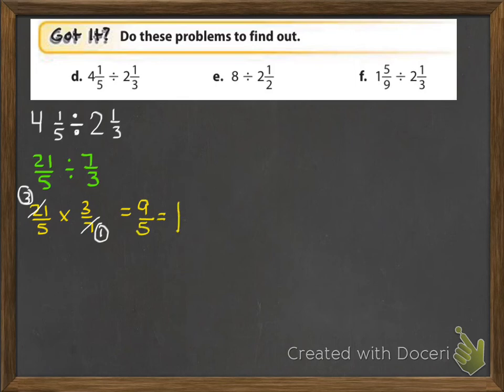5 goes into 9 only one whole time. I have 4 left over because 5 times 1 is 5. And then we have to do 6, 7, 8, 9. So we get 4 left over and then 5. So our answer here should be 1 4/5.